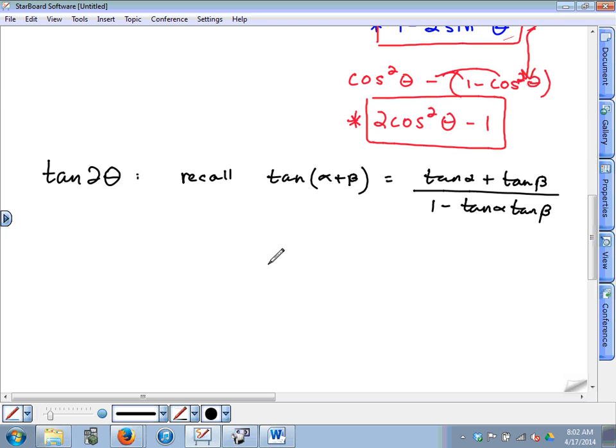So actually, I want you guys to do this. I've derived the other 2 using this method. You can derive the double angle for tangent using the same thing. Apply this formula for when alpha and beta are the same angle, theta plus theta. See if you can take a second here and derive it. If you think you have something, turn to the person next to you and say, what you got?